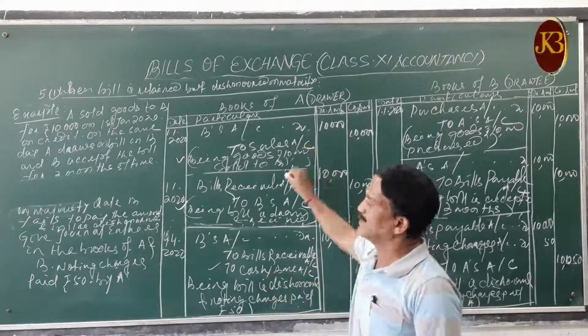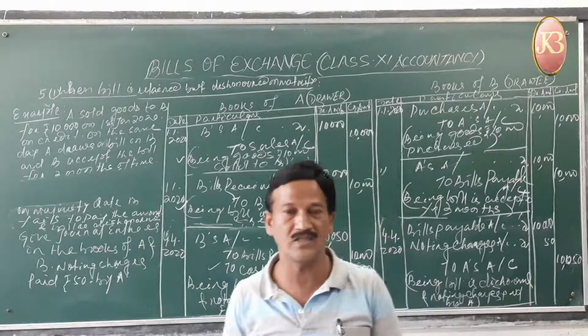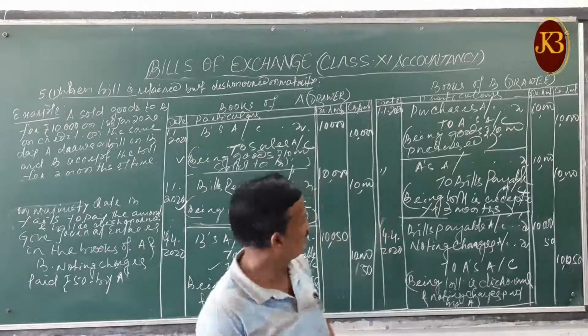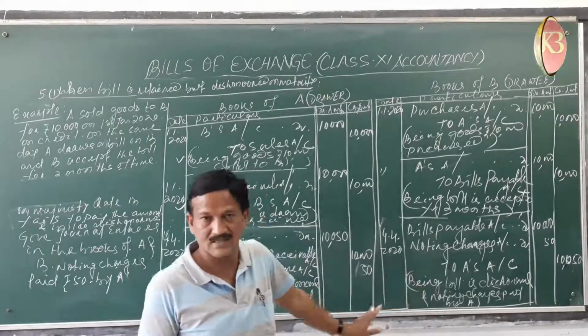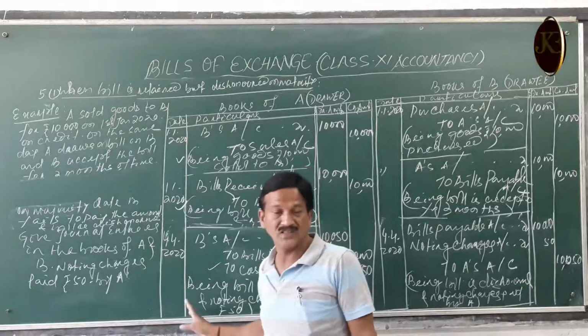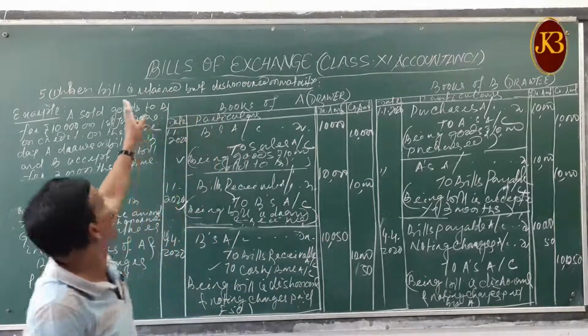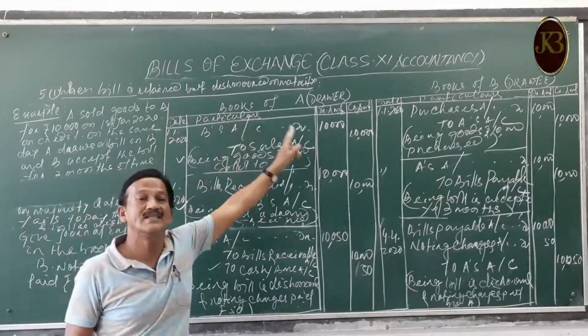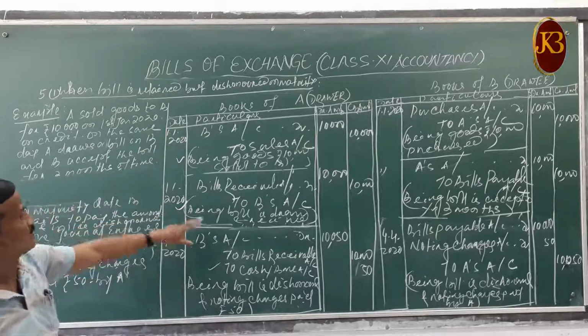The first two entries will remain the same for all situations of dishonor, with no changes. In the books of the drawee, the entries will remain the same. There will be no changes. Whatever changes there are will be in the books of A, the drawer. So this is the first condition you are seeing, when the bill is retained and dishonored on maturity. So those are the journal entries.